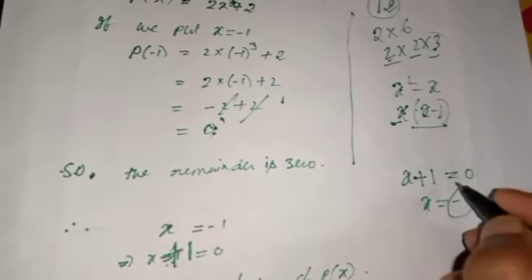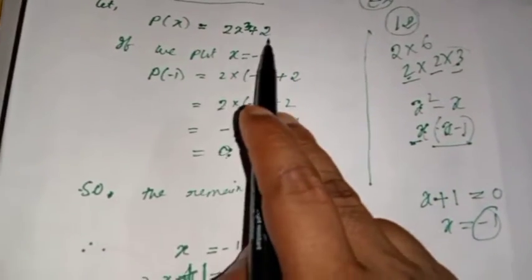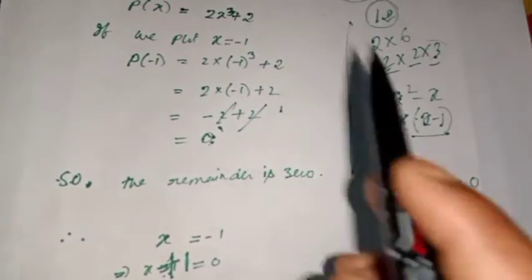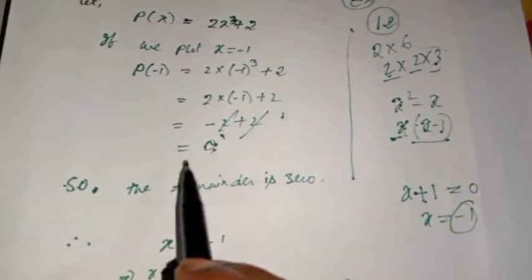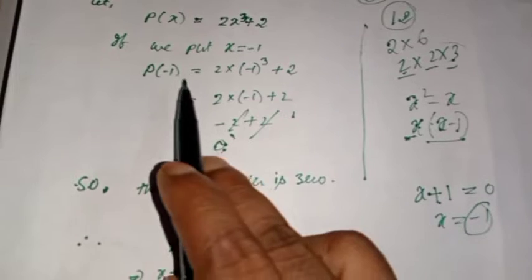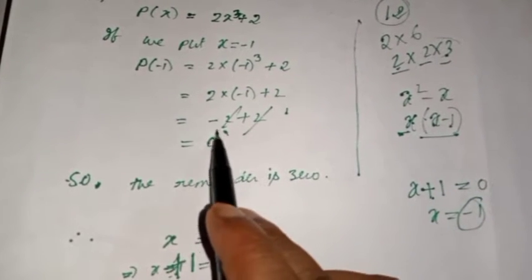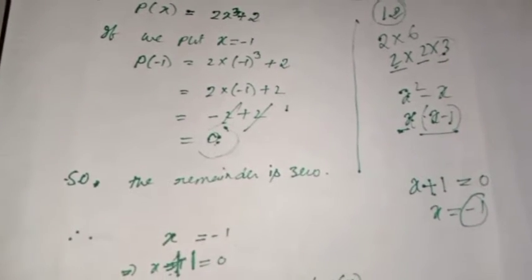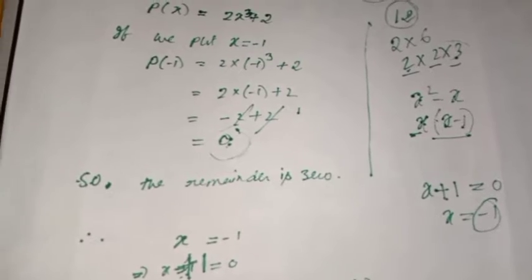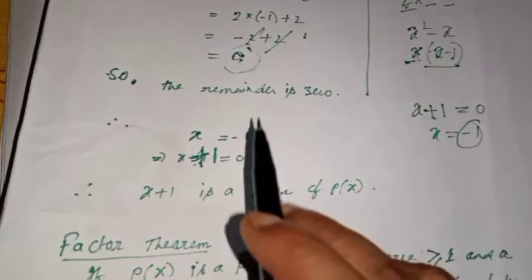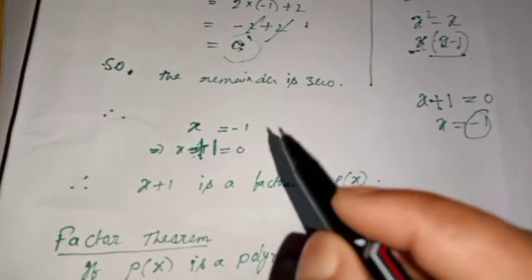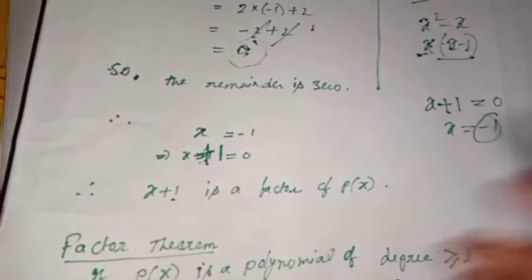Yes or no? That means when we divide 2x cube plus 2 by x plus 1, if you use the remainder theorem, we will get the remainder. What is the remainder? 0. Understood? So according to the factor theorem, we can say that x plus 1 is a factor of p(x).